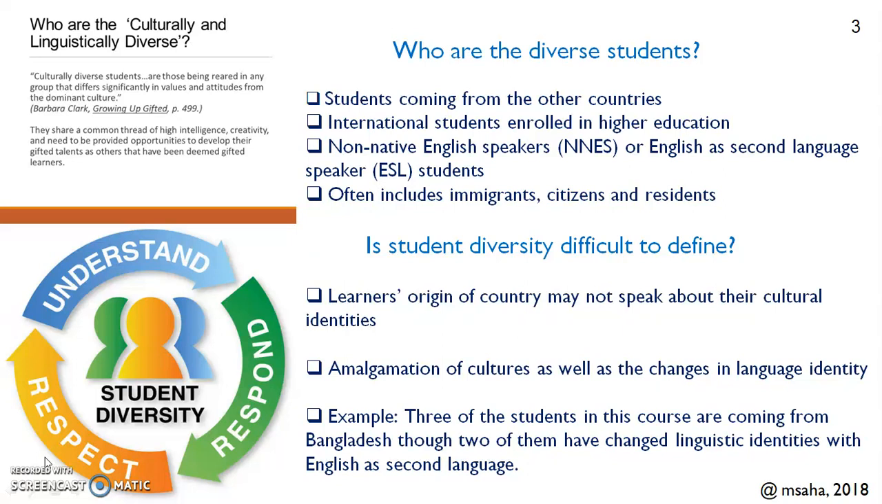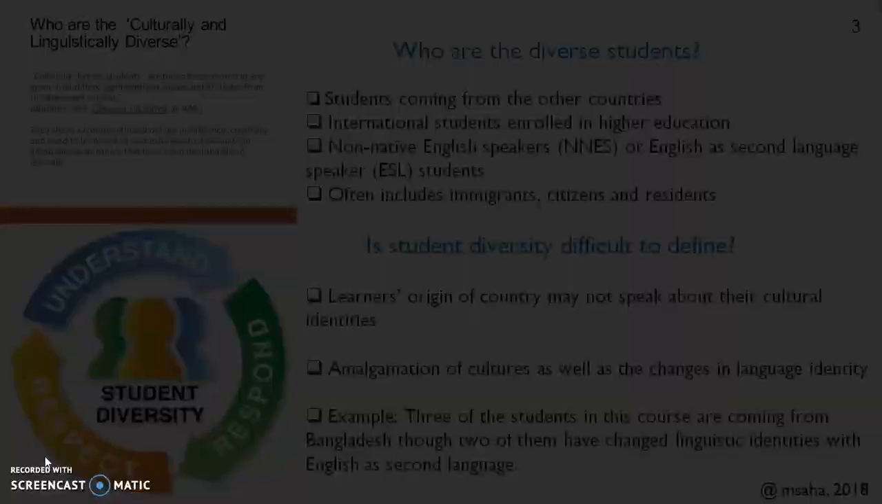So I think it is really difficult to define student diversity in any Anglophone higher educational context, where learners' country of origin may not speak about their linguistic identities, since their extended stay in the native country makes an amalgamation of cultures as well as changes in language identity. For example, 3 of the students in this course are coming from Bangladesh, though 2 of them have changed linguistic identity with English as their second language.